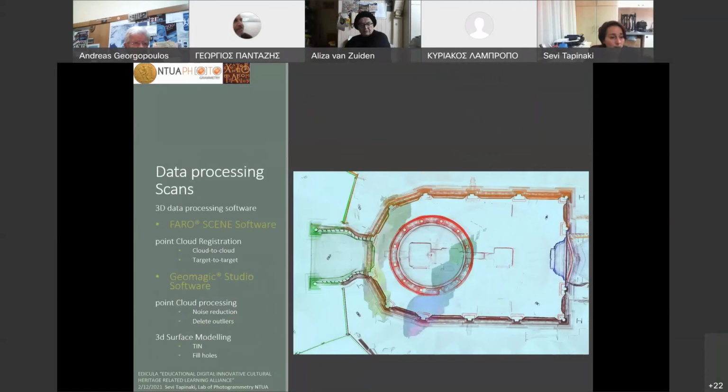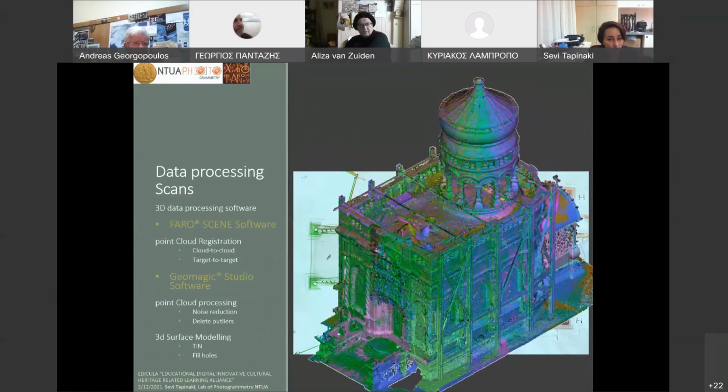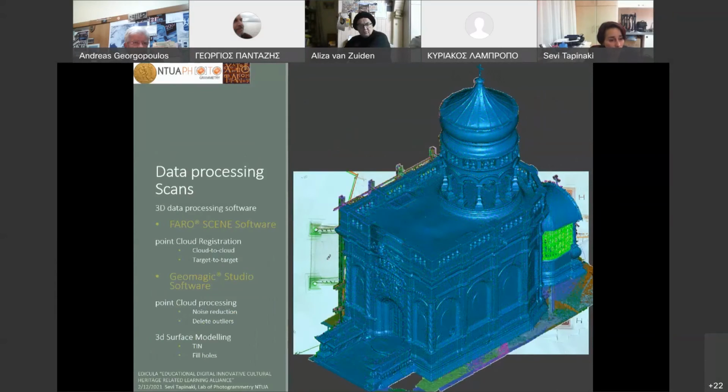The software that we used for point cloud processing was Photogrammetry software for the cloud registration and Geomagic Studio software for the point cloud processing and the surface modeling.